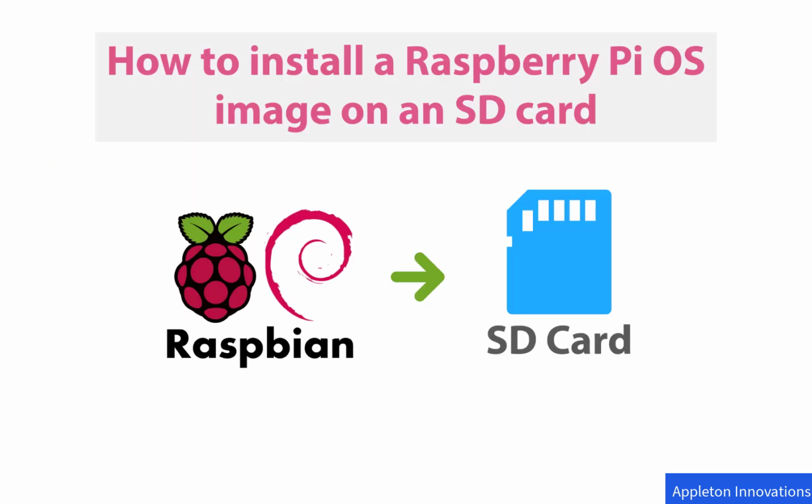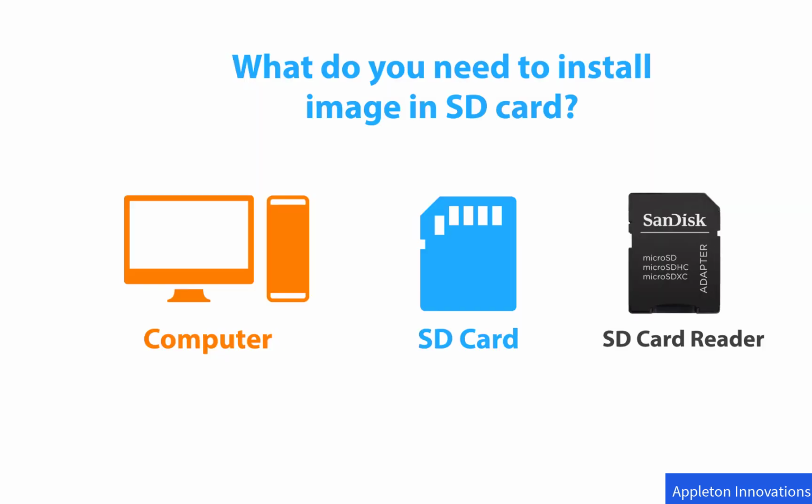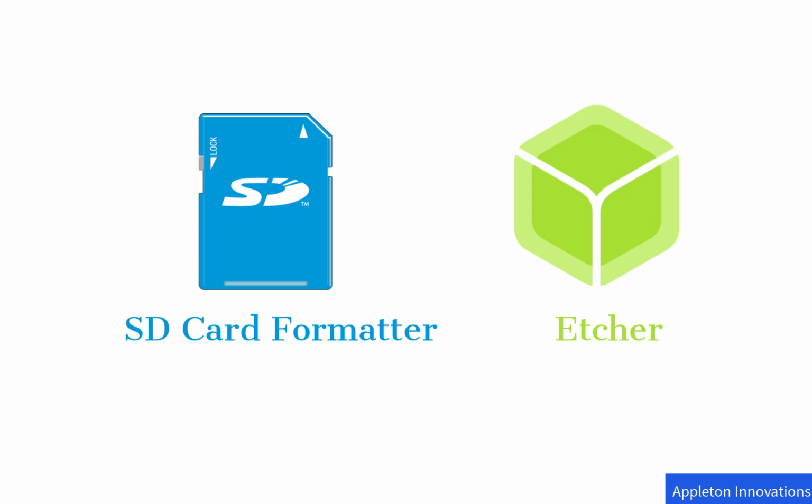So how to install Raspberry Pi operating system image on your SD card? For this, you need a computer. You need a class 10 SD card with minimum 16 GB storage. And also you need an SD card reader to flash the image into the SD card. And also you need the following software tools: SD card formatter and Etcher. I'll be showing you now how to download and install SD card formatter and Etcher.